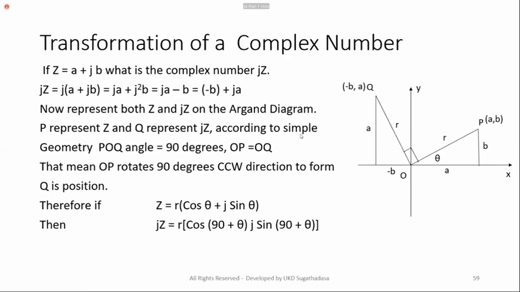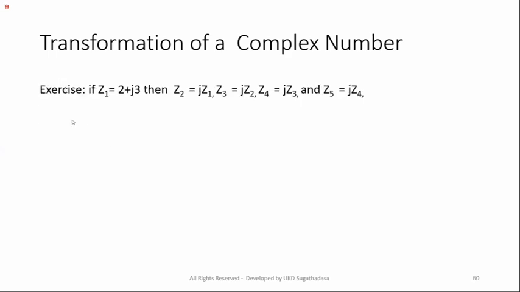Z1 is given. If the complex number is Z1, what would be Z4? Z3 is jZ2, and then Z4 is jZ3, and finally find Z5, that is jZ4. It's a very simple exercise, unlike the previous one. Just do it yourself quickly. Just multiply by j every time, right? I'll give you some time.